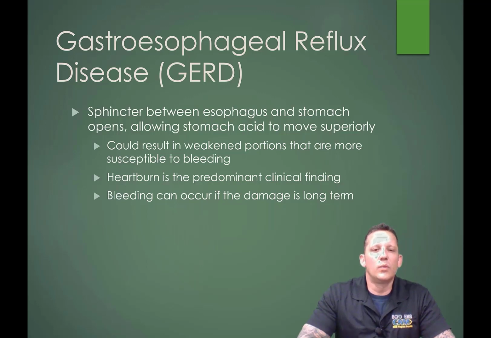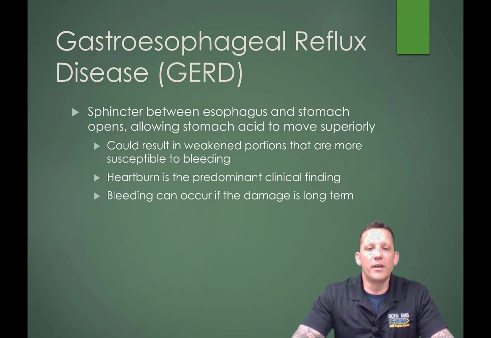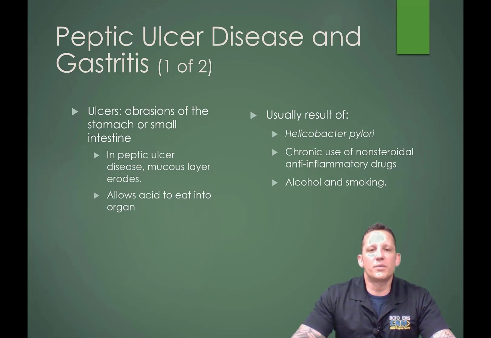and for it to be GERD, it needs to be persistent, where somebody's having frequent episodes of quote-unquote heartburn for several days within a month, up to every single day. Now, if this patient gets the stomach acid into the esophagus enough times or over a prolonged period of time, we can have what's called ulceration. These ulcers can ultimately end up bleeding, and it becomes a whole other problem at that point.